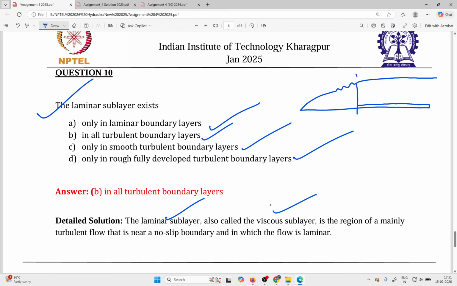And why do we say this? Because in it the flow is laminar, the flow is ordered. As you see, this layer is the viscous sublayer. The viscosity here is very, very high. So due to the viscous effect, you get ordered, layer-wise flow in a very thin layer.